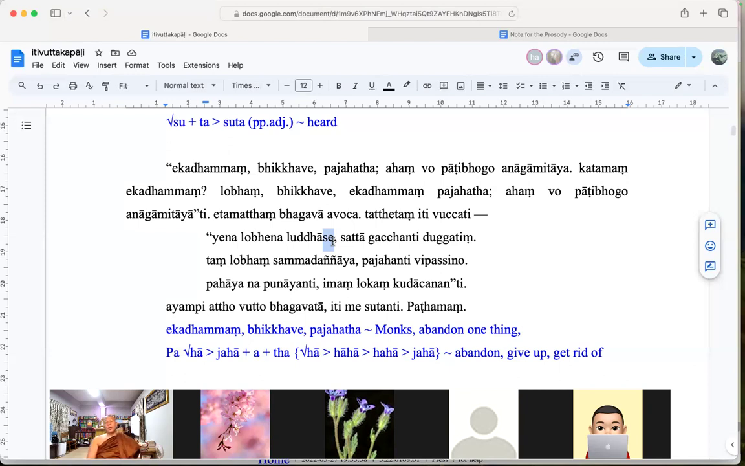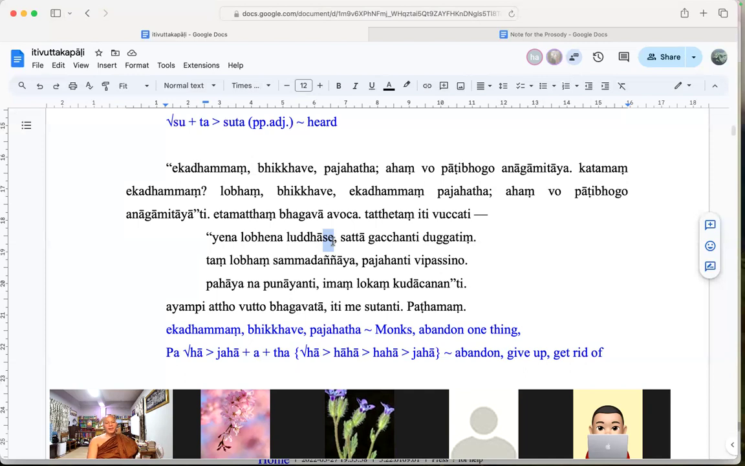So loda is actually a past participle, verb form, verb function. And loba is just a noun form. So by means of that loba, we attach to something. So in this way. Oh, yeah. Okay. Right now we got it, Bante.